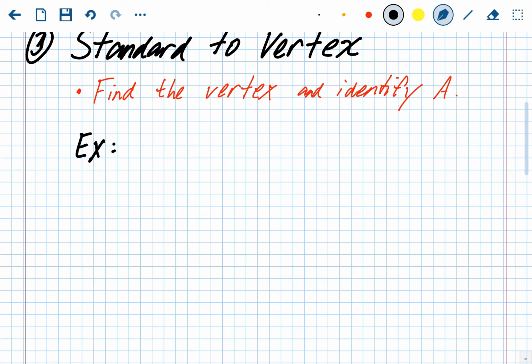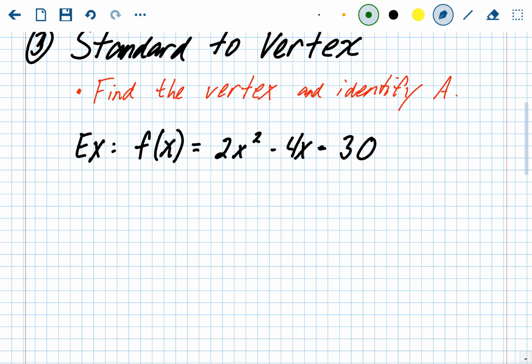We're going to start with, let's say we have f of x equals 2x squared minus 4x minus 30. One thing you might notice is that there is a GCF in here. We don't need to deal with the GCF. We're not factoring. We're just trying to find the vertex and go into vertex form. So you might want to start by identifying a, b, and c. Remember, standard form is ax squared plus bx plus c. The a value is always in front of x squared, the b value is always in front of x, negative 4, and the c value is always at the end.